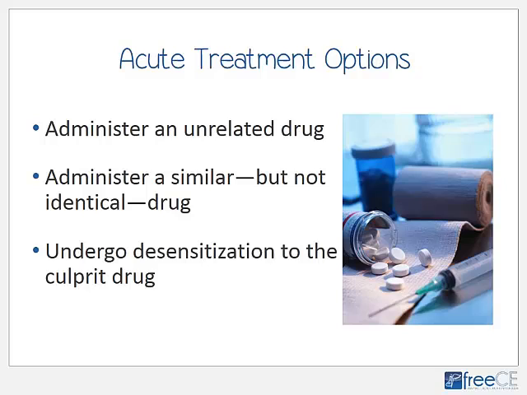You also have the option to give the patient a similar but not identical drug. Now here you have the risk of cross-reactivity, but this is going to vary depending on the class of the drug and the severity of the reaction. Another example here, again, if the patient has something like a penicillin allergy, maybe give them a cephalosporin. We'll get into that a little more. You could also undergo a desensitization protocol to that particular drug, but this is indicated really when there's not any alternative to be used, because this is very involved.